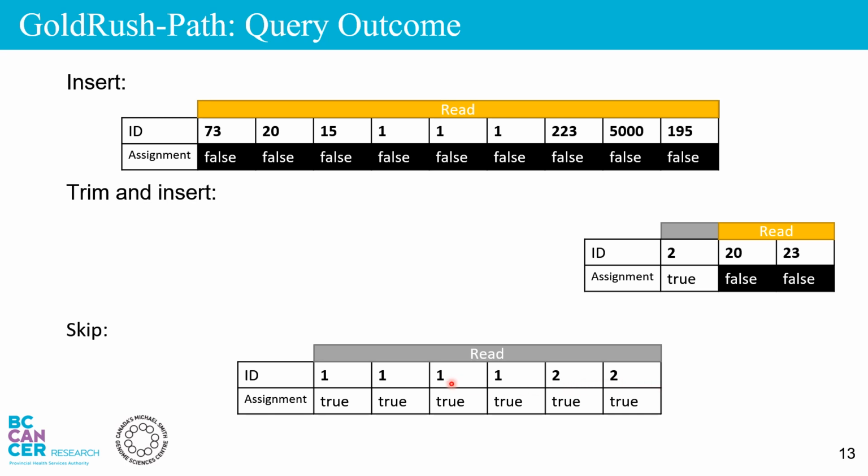Finally, we have an example where all the tiles within the read are given a true assignment. In this case, the entire read is already inserted into the golden path, and we don't have to insert it anymore, so we skip over the read.